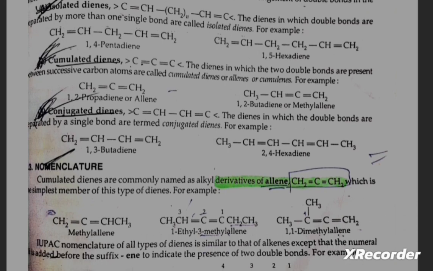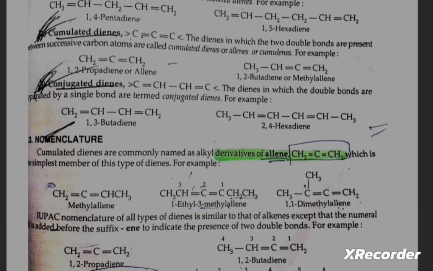Second, cumulated dienes. The dienes in which the double bonds are present between successive carbon atoms are called cumulated dienes or allenes or cumulenes. For example, 1,2-propadiene or allene, 1,2-butadiene or methylallene. Number 3, conjugated dienes. The dienes in which the double bonds are separated by a single bond are termed conjugated dienes. For example, 1,3-butadiene, 2,4-hexadiene.